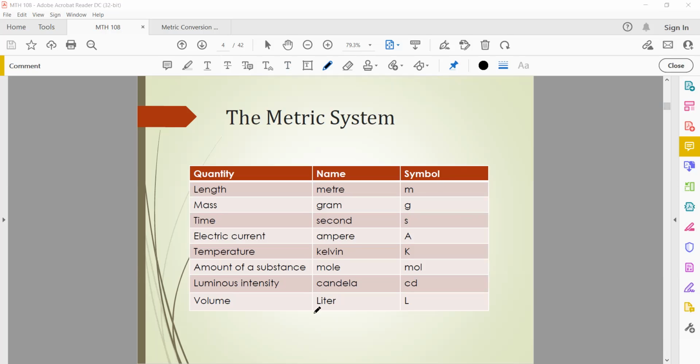And then volume is in liters, which is capital L. So those are all the quantities. There's a couple of standard ones that we deal with, mostly length, mass, volume. We don't really bother with temperature because, again, we'll do that later. So make sure you're familiar with this. Make sure you know the symbols and so forth.